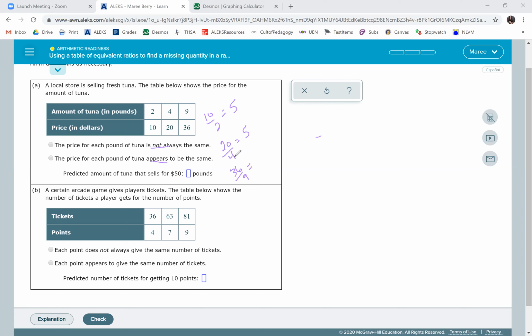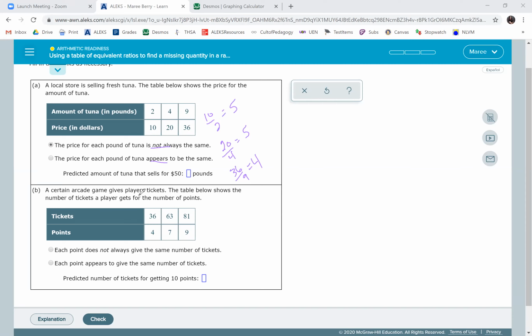No, wait a minute. 20 divided by 4 is 5. 36 divided by 9 is 4. So it does not appear to be the same. So we're going to put that dot right there. So let me get that dot put in. There we go. You can't really see it, but there we go. So it's not always the same. Okay, let's do the second one.